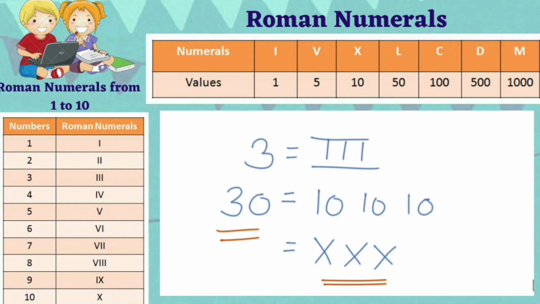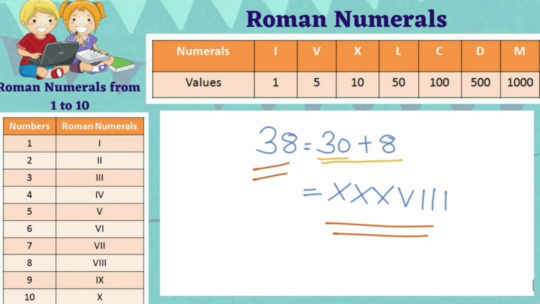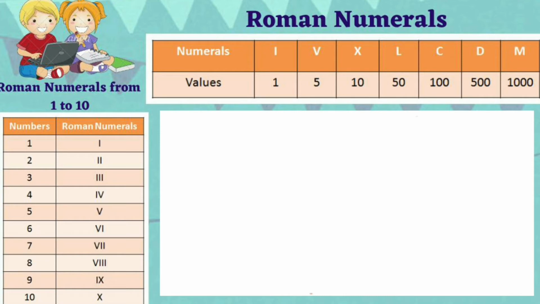So I am going to put that in our question. The Roman numeral for 30 is 3 times X. And as I informed you earlier, you are supposed to learn the Roman numerals for 1 to 10 properly. So what is the Roman numeral for 8? It is V and then 3 times I. So we got the answer over here. The Roman numeral for 38 is XXXVIII. Perfect? Understood? Now I will take a second example.